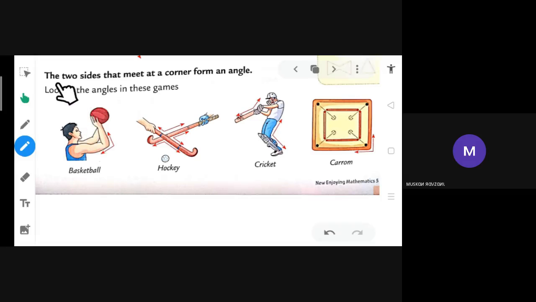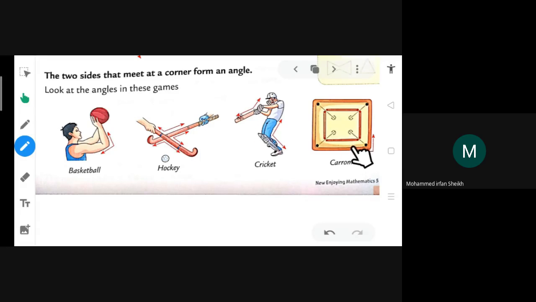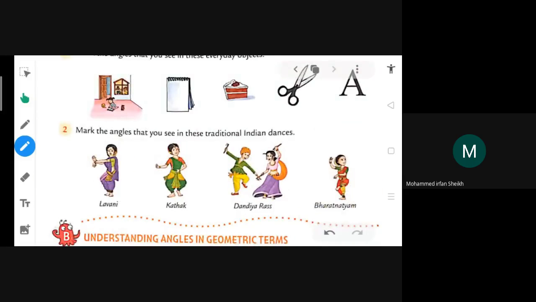So here what is written: two sides that meet at a corner form an angle. You can see here. Everywhere they are showing it, in the carom board also. So in real life also you can see so many objects with so many corners. So now this is our exercise.